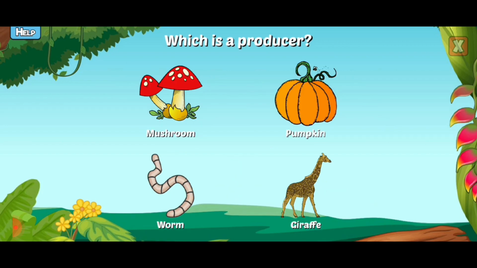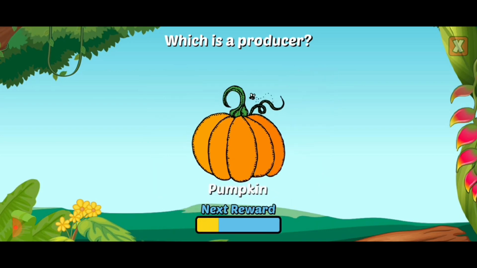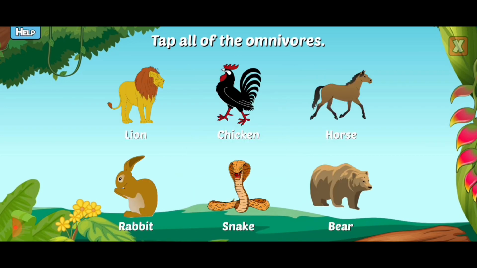3. Biodiversity. A healthy food chain supports a variety of species, ensuring a balanced ecosystem. 4. Survival. Every organism depends on others for food. If one part of the food chain is disrupted, it can affect the entire ecosystem.